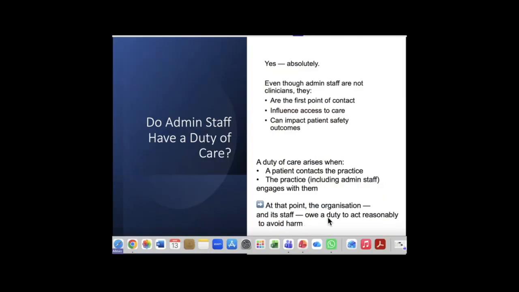Now, your duty is to act in a reasonable way to avoid harm. Because in law, we use the law of torts, which is a law of negligence. And that says that for you to be found negligent, you have to have a duty. You need to breach that duty, and harm has to occur. So sometimes harm can occur even though you don't breach your duty. In this case, that nurse and doctor were held accountable, and it was taken to court.